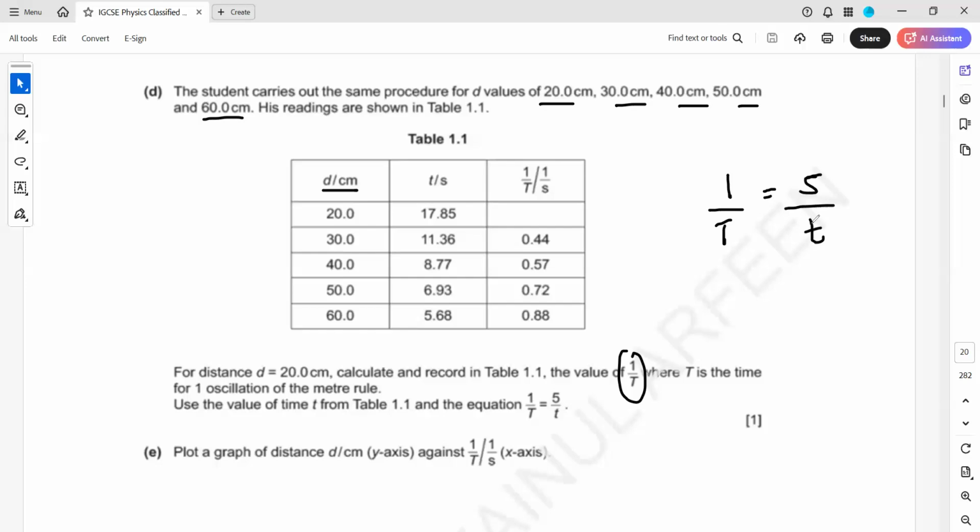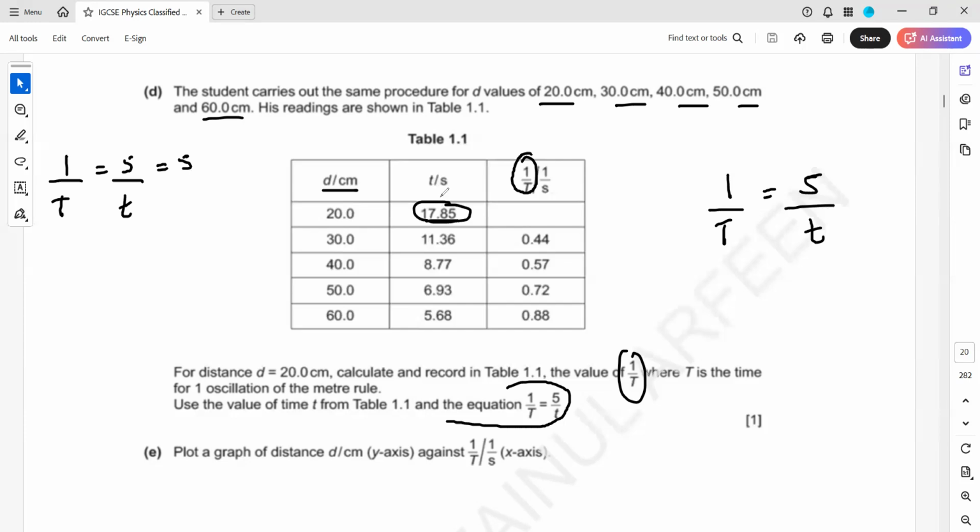Look, here we want to write a value for 1 over t. And they mentioned the equation: 1 over t is equal to 5 over small t. So I need 1 over t. 1 over t is 5 over small t. So this is 5, and what is small t? Not 10. Small t.